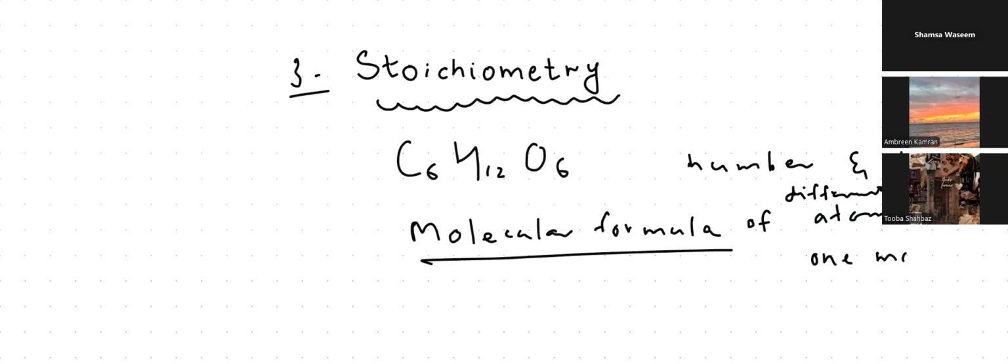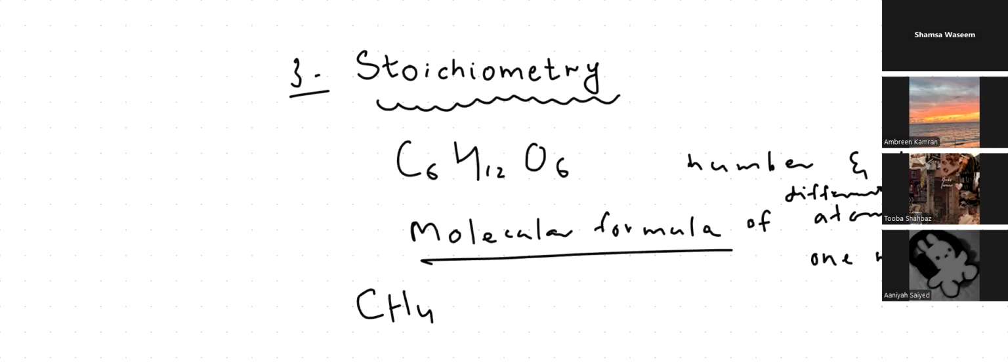For example, the molecular formula of methane is CH4. So what is the molecular formula? How are you going to define it? Assalamu alaikum, Ania. We're just starting the third chapter, that is stoichiometry. In this, we discussed that you should know the different ions and the symbols of different elements, and the formula writing. Then I was defining molecular formula. So the molecular formula states the number and types of different atoms in one molecule.